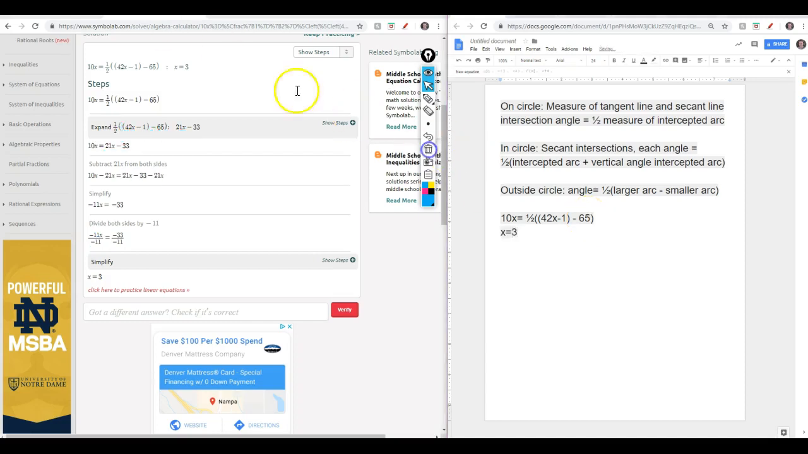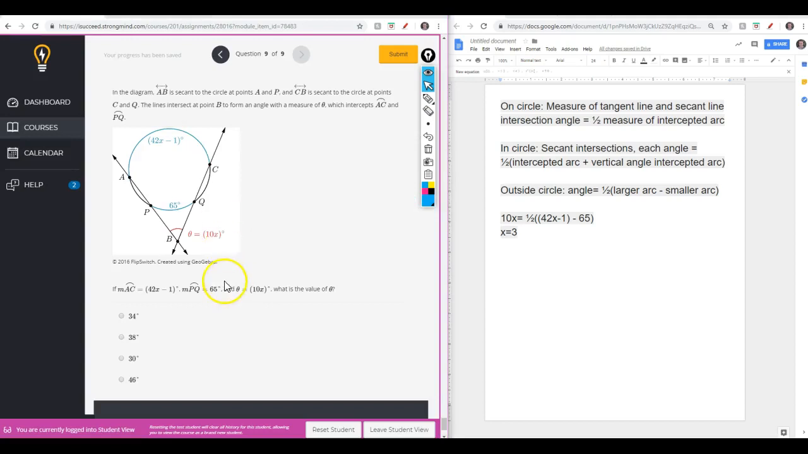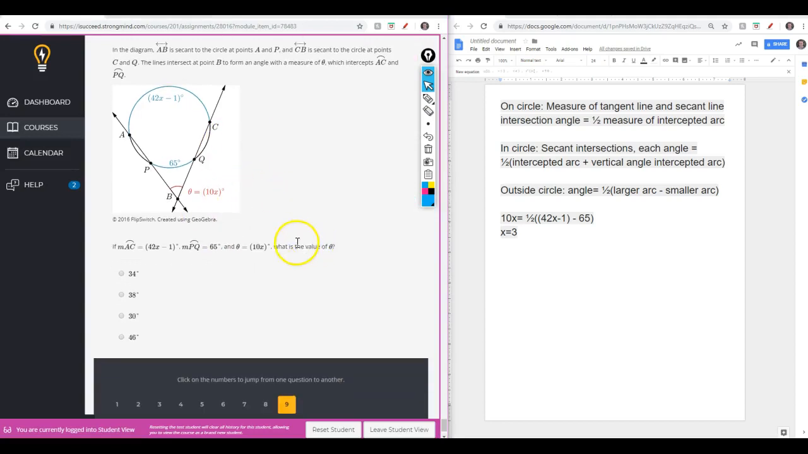Now if we jump back to the question, it is asking what is the value of theta. Well, we know that theta is equal to 10x. So we're going to use substitution. And again, remember this is multiplication. This is 10 times x. So we have 10 times x, where x is 3, so I'm going to substitute that in. 10 times 3 is 30. So our angle is 30 degrees.